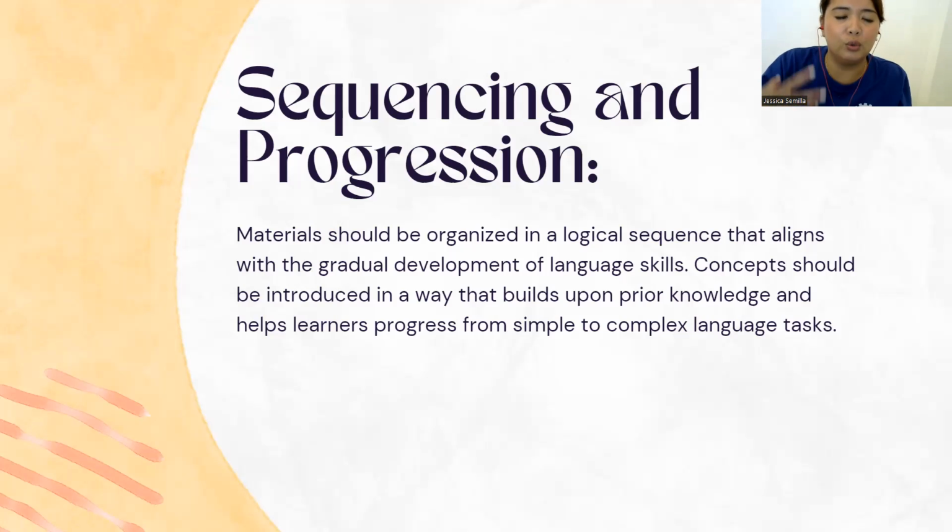So as I'm telling you, if it's a learner-centered approach, definitely you put your position on how the learners would learn. So you need to sequence, and it should be in progression. A logical sequence that will align with the gradual development of language skills. And the concept should be introduced in a way that builds upon prior knowledge. Prior knowledge is basically their schema, meaning their background knowledge first, before you give them new knowledge. Because this will help the learners progress from simple to complex language tasks. So that is the core of sequencing and progression.